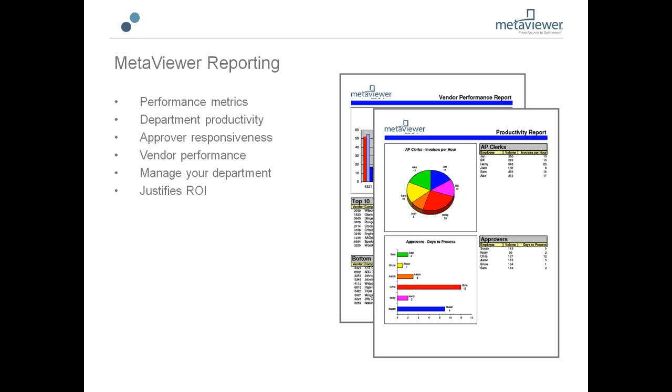Productivity reports are pretty popular. Vendor performance reports, evaluating your vendors and what percentage of the time invoices are having some kind of an exception that requires extra processing. So really giving you, beyond just a document management system, some key tools to help evaluate your performance and really help you run your business better.